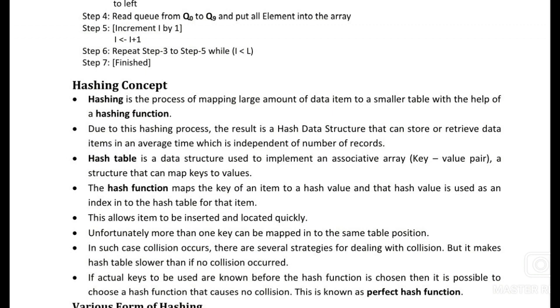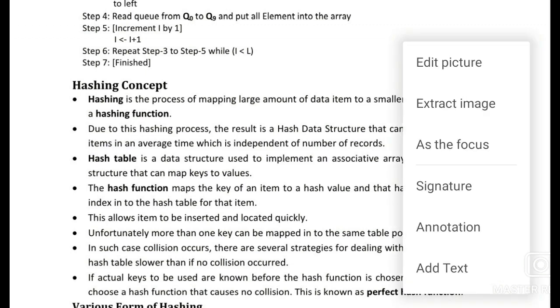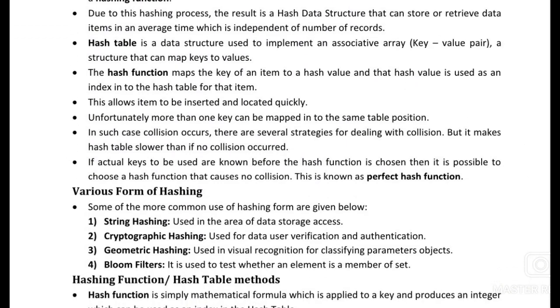So the hash table is the data structure used to implement an associative array as a key value pair, a structure that can map keys to values. So the hash function maps the keys of an item to a hash value, and that hash value is used as an index into the hash table of the item. So this is the hash concept.